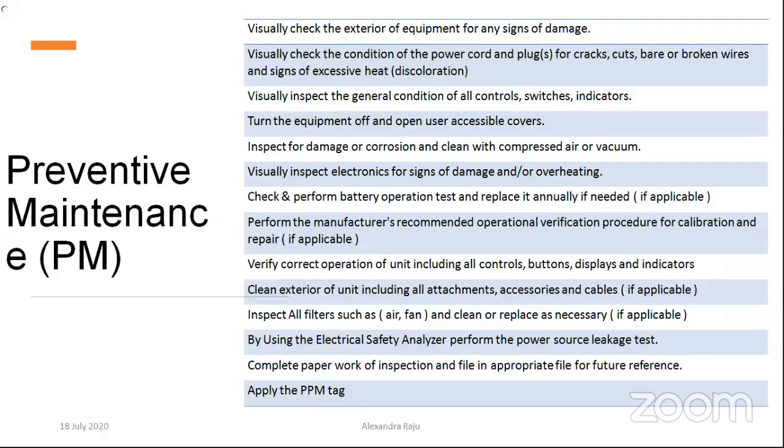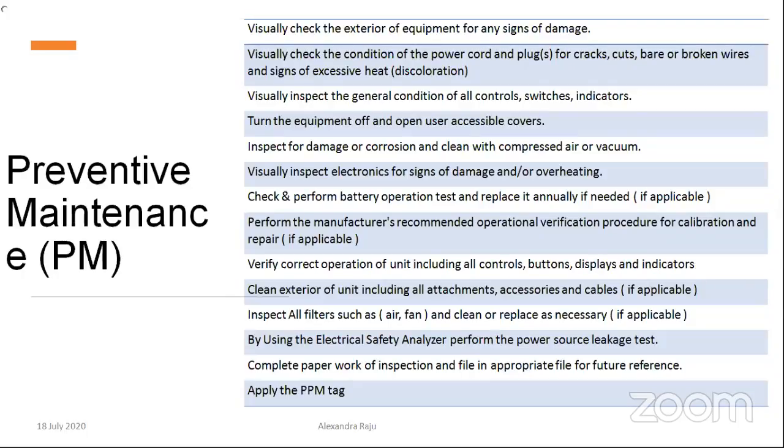So next is preventive maintenance. Next slide, sir. As I told you before, preventive maintenance is a routine or periodical inspection. It's mainly a visual inspection to notice small problems and fix them before a major problem develops. This is a routine check which for some equipment is done once a month, or for some equipment once in 6 months. I have given a chart of what all things have to be checked.